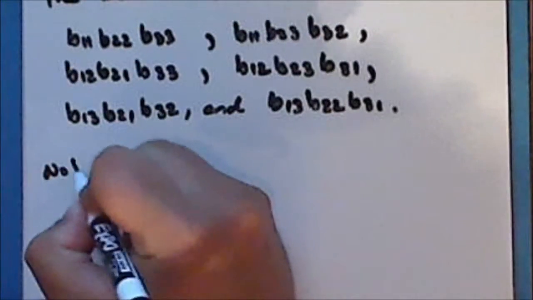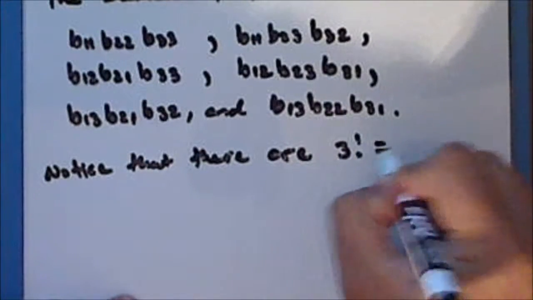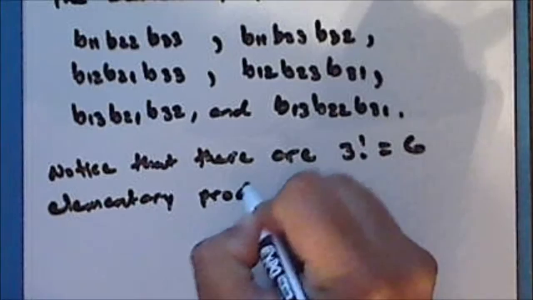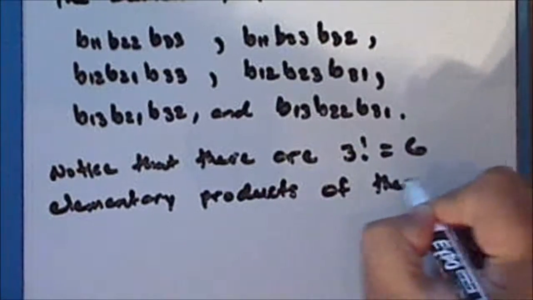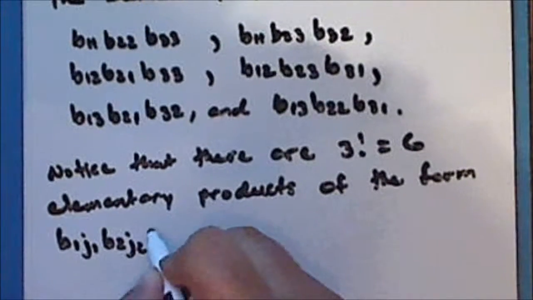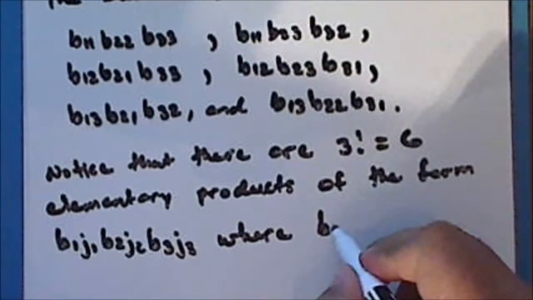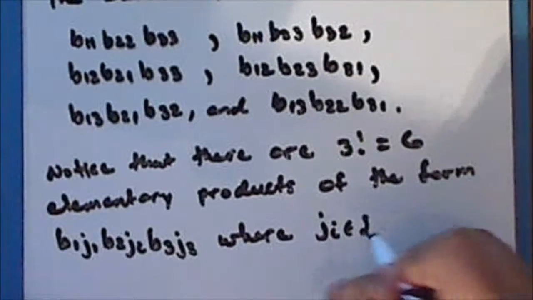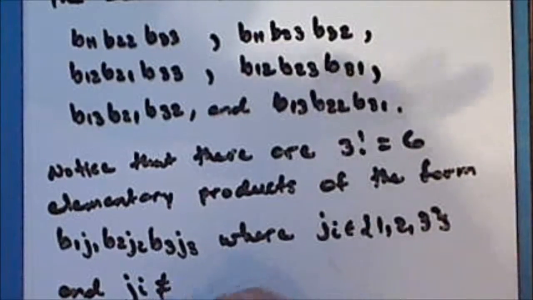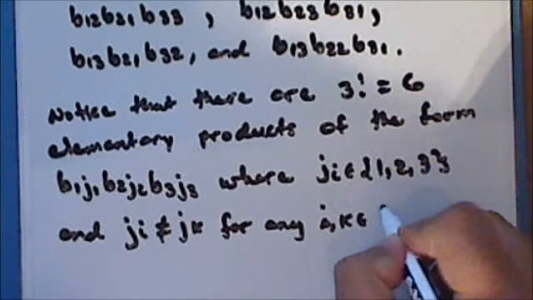So notice that there are 3 factorial, or 6, elementary products of the form B sub 1, j sub 1 times B sub 2, j sub 2 times B sub 3, j sub 3, where j sub i is an element in the range from 1 to 3, and j sub i is not equal to j sub k for any i or k in the range from 1 to 3.